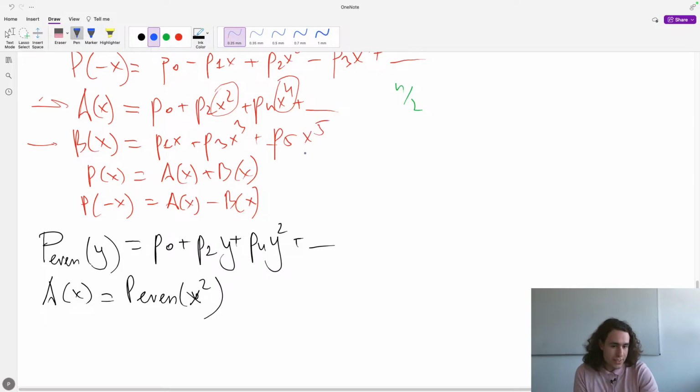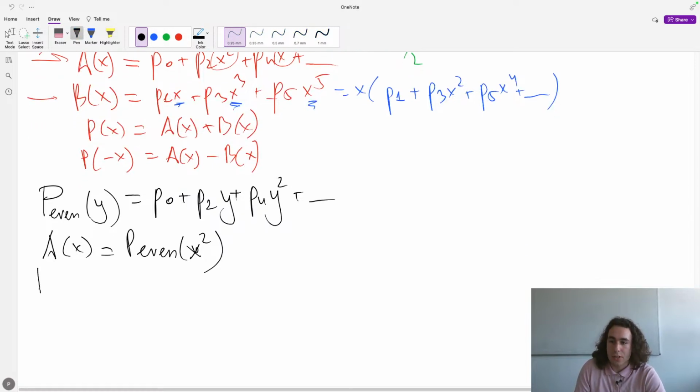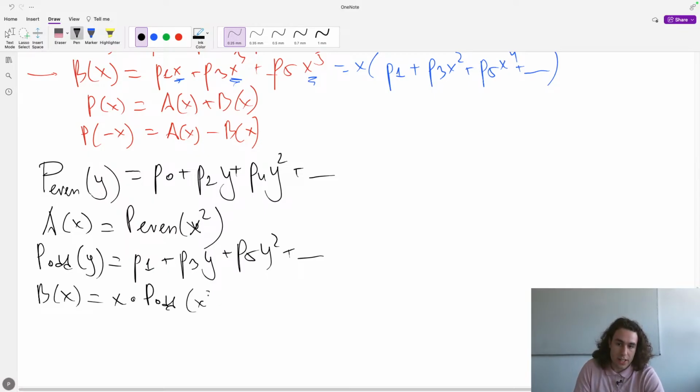These powers are not even, so we can't just take it out, but you can see that everything is divisible by x. So if we take x out, then we'll have the same thing. So it's p1 plus p3 x squared plus p5 x to the 4 and so on. And now we'll write the same thing, right? So p odd is going to be just a polynomial that had these odd coefficients from p. So p1 plus p3 y plus p5 y squared and so on. And then b of x is x times p odd of x squared.